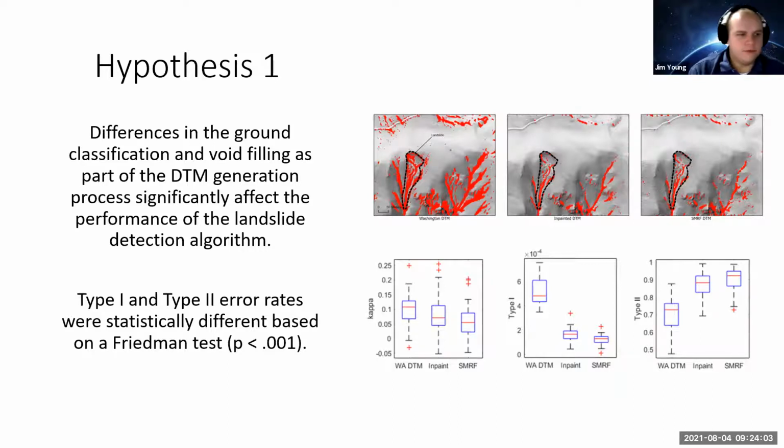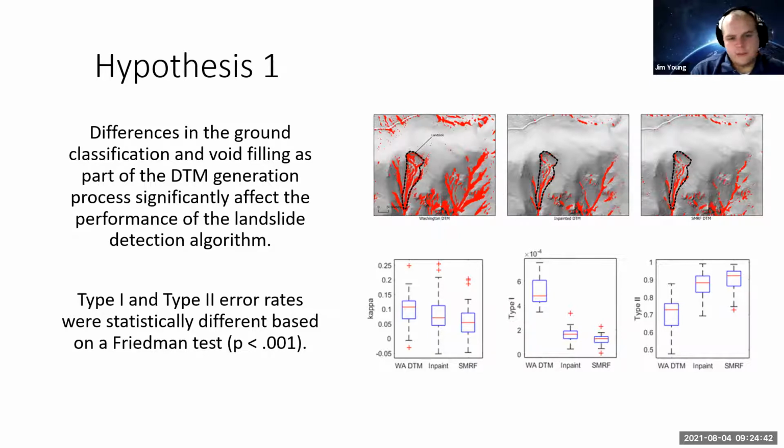So now, results time, everybody's favorite. Hypothesis number 1 was that the differences in ground classification and void filling as part of the DTM generation process significantly affected the performance of the landslide detection. That was proven to be the case for kappa at least, not statistically significant using a Friedman test, but type 1 and type 2 errors were. You can see that on the bottom right with the box plots: there's not a lot of variation with kappa, and it's incredibly low.